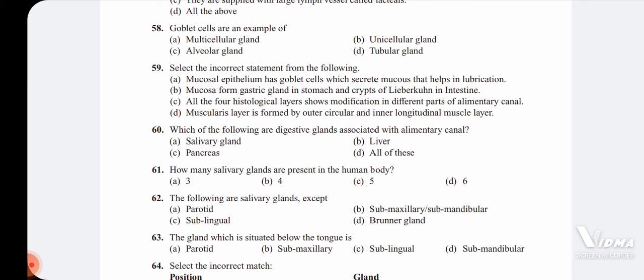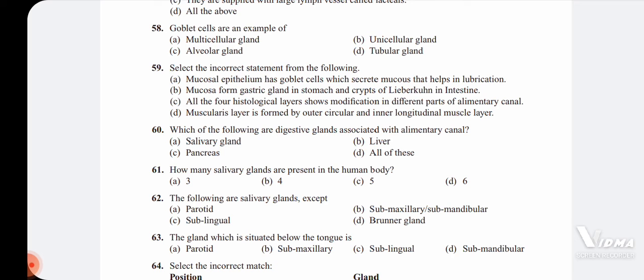61, how many salivary glands are present in the human body? For the 61st question, option D is correct. 3 pairs of salivary glands are present, but here they have not mentioned 3 pairs, so we shall consider each pair as 2 salivary glands. So 3 into 2 means there are 6 salivary glands.